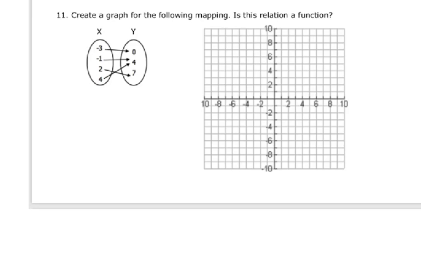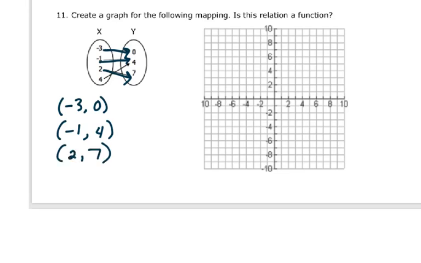Number 11, create a graph for the following mapping. Is the relation a function? So in this one, when we have a mapping, let's write these as ordered pairs. It makes it a little bit easier. So the first one says when x is -3, it's pointing at the y is 0. The next one, when x is -1, it's pointing at the y 4. Next, when x is 2, its y is 7. Finally, when this x is 4, it's pointing to the y, which is also at 4.